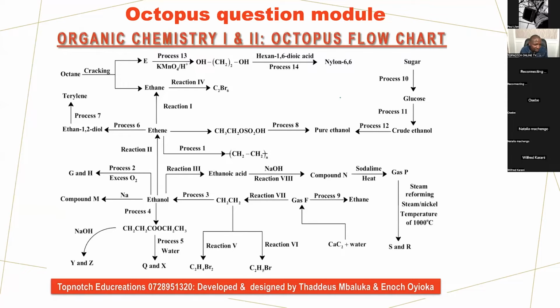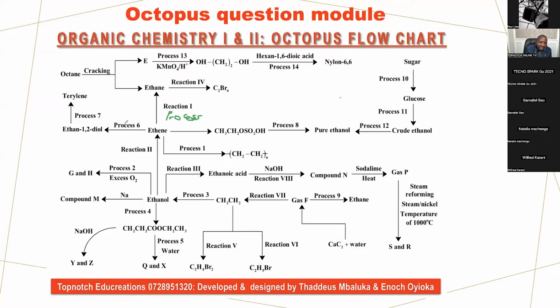Normally, in this kind of question, the examiner will give it as a process. He can call it a process or whatever, so many times you find it being named as a process. Whether it's called a process or a reaction, the name for that one is hydrogenation.